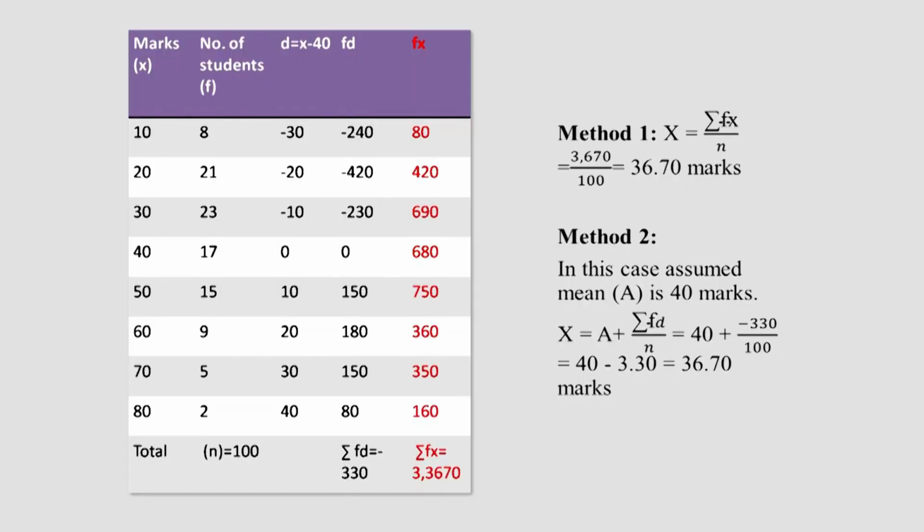So FD is 330. But since in the beginning you have assumed a value as mean, you have to factor that in this method. So the formula is mean equals assumed mean plus summation FD upon n. Assumed mean is 40, and since FD is coming in minus, it will be 40 minus 330 upon n, that is the number of observations, which is 100, and the value comes as 36.70. The answer is, mean marks of the students is 36.70.